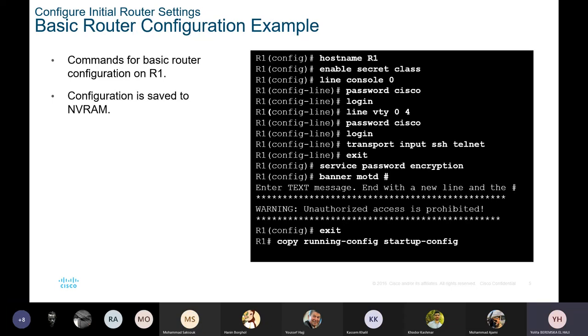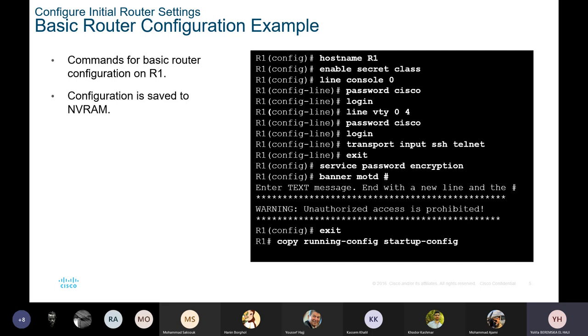So here you have a configuration example. At the very beginning, of course, here should be a router, because the name router is the default from the manufacturer. So here is the router first, and after we write hostname R1. Clicking enter, we receive here the new name.